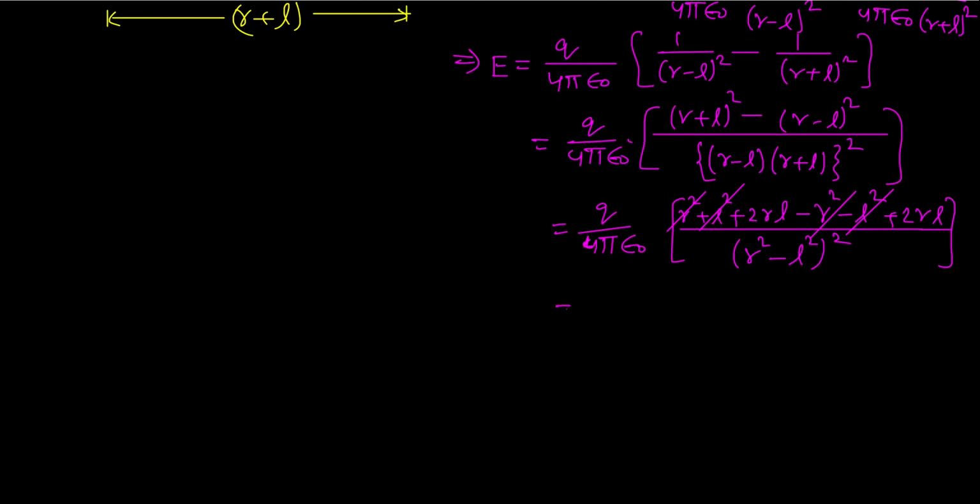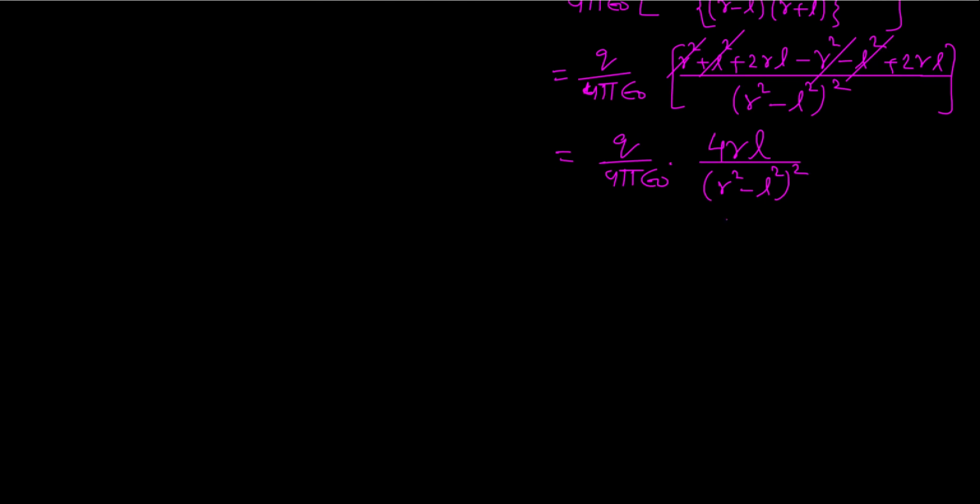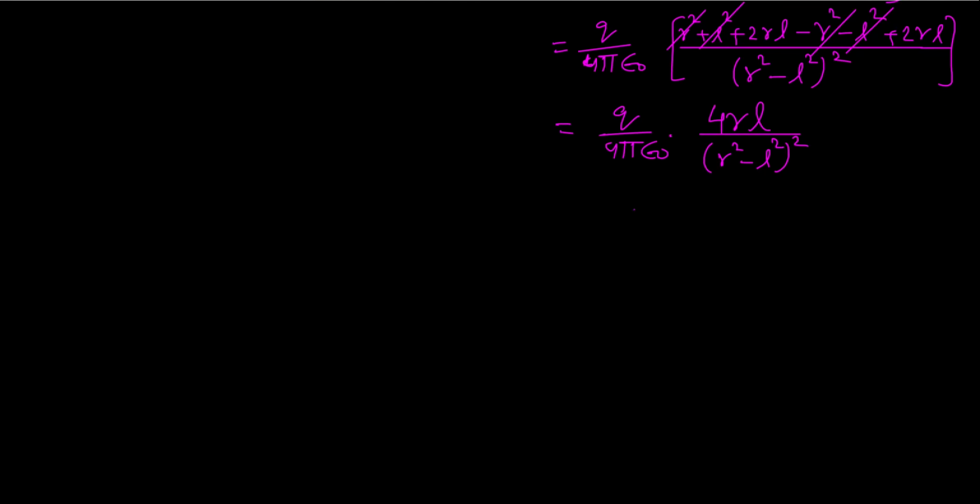And what will be left? Q divided by 4 pi epsilon naught, and this will be 2rl plus 2rl, that will be 4 times rl divided by r square minus l square whole square. I can cancel this 4 in numerator and denominator, but I am not going to cancel that because I am going to readjust the terms.